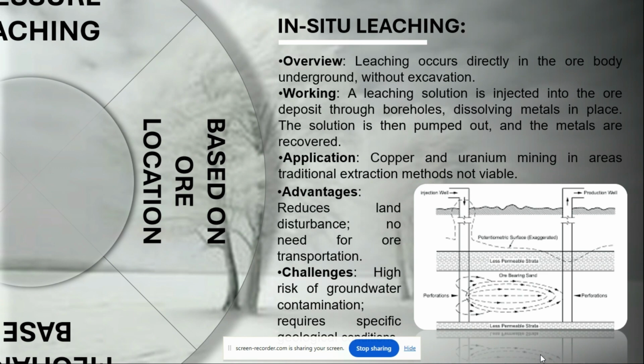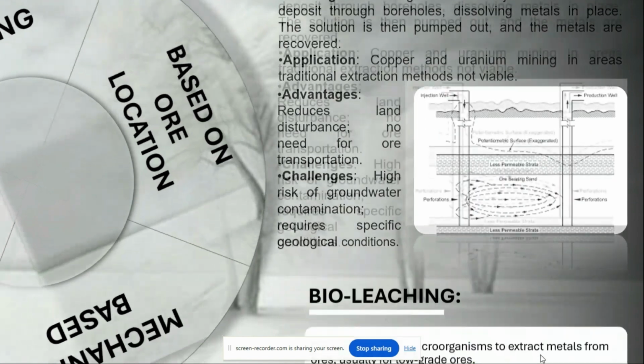The advantages of in situ leaching include that it does not require any land disturbance or the transportation of ore from one end to another. But the challenges that it faces are that it can contaminate the groundwater and can have long lasting drastic effects.